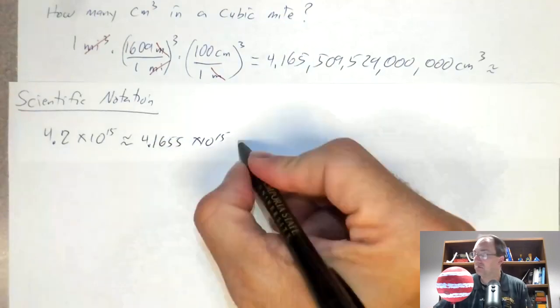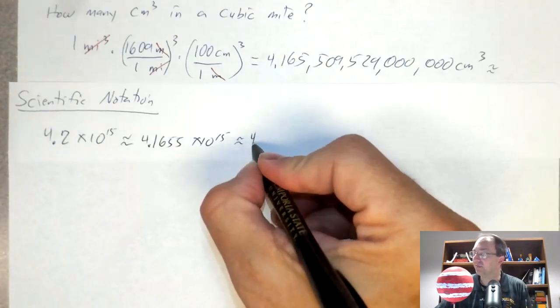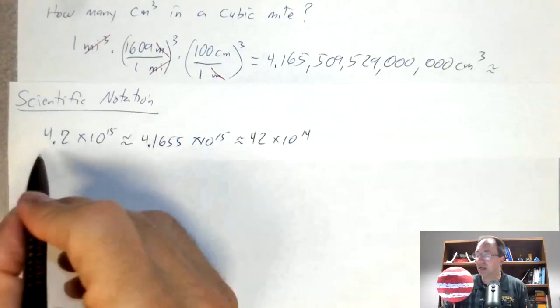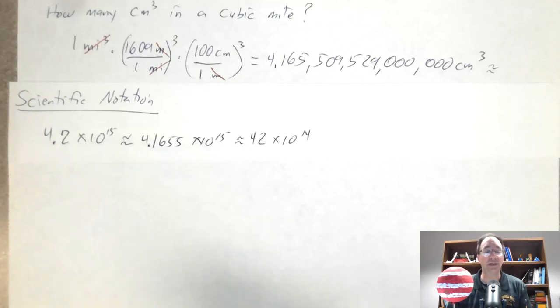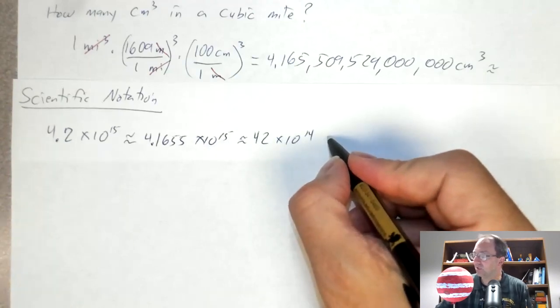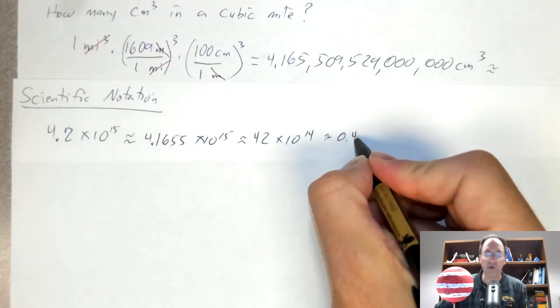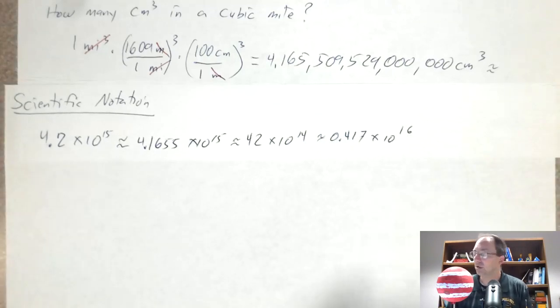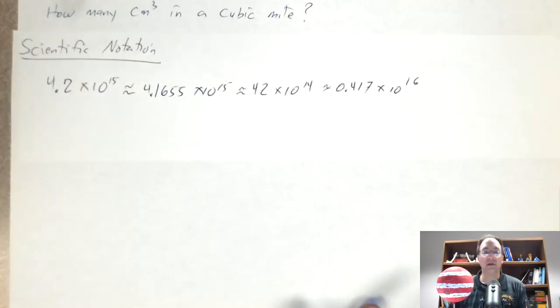Or we could even say this is the same thing as 42 times 10 to the 14th, because now we've moved the decimal place one less spot to the left than before. And we don't have to have a whole number to the right of the decimal. We could even write this as 0.417 times 10 to the 16th. So all these numbers are saying the same thing, and depending on what we're doing, one form may be more useful than another. So let's take a look at an example.